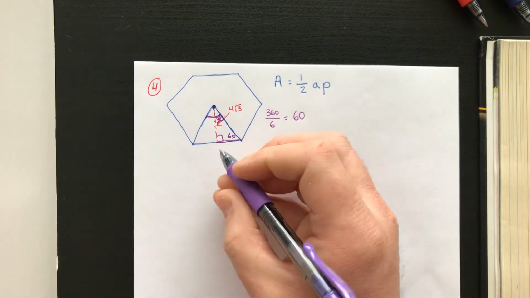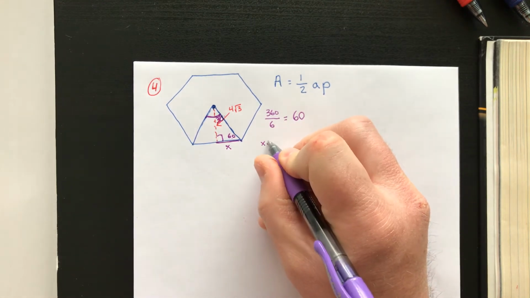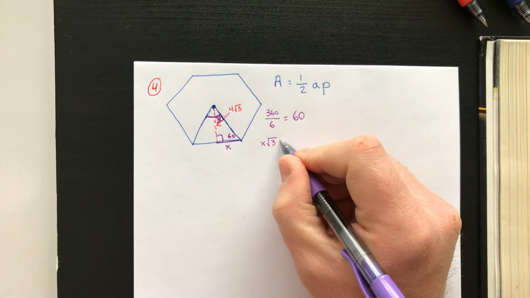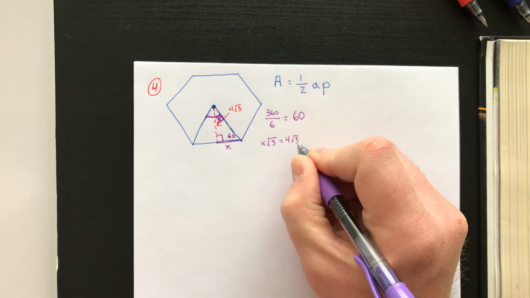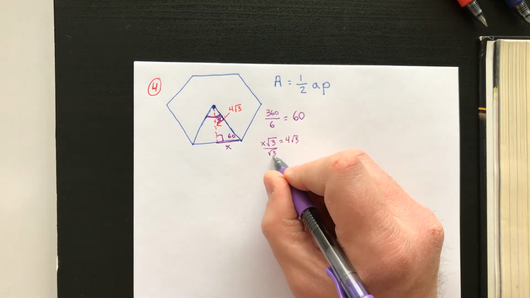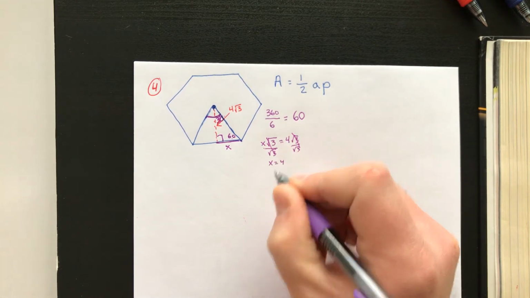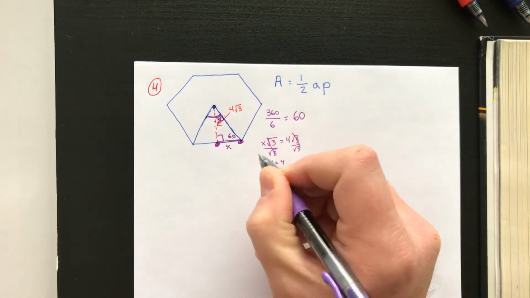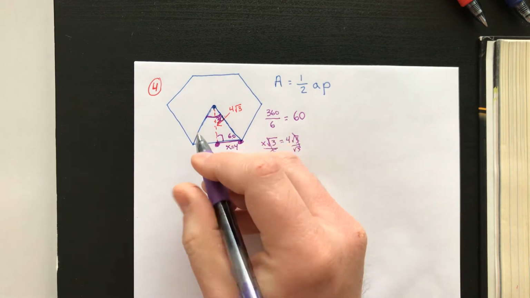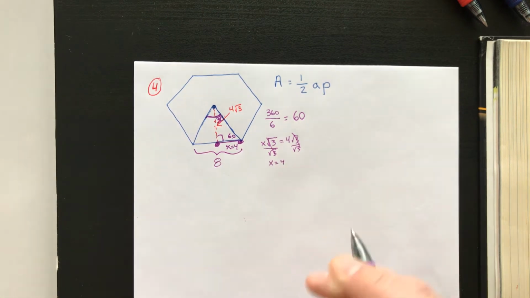So I know that this distance, x times the square root of 3, must equal the longer leg of a 30, 60, 90, which is 4√3. If I just divide by √3 on both sides, x is equal to 4. So I know the distance from here to here is 4, which means the distance from here to here is 8, correct?